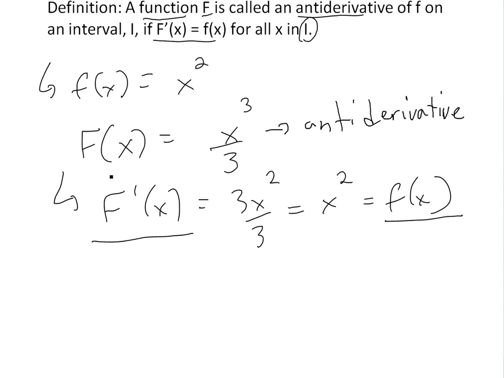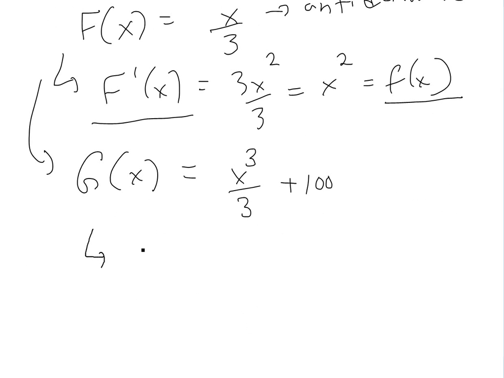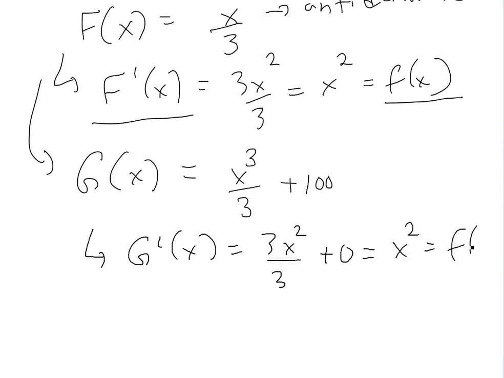But what we also have to recall is that if we had a function, let's say g of x, equal to x cubed divided by 3 plus, let's say, 100, or a constant, then the derivative of this one is going to be 3x squared over 3 plus 0, the derivative of a constant, so we just get x squared. This also equals f of x. So this function g also has derivative f of x.